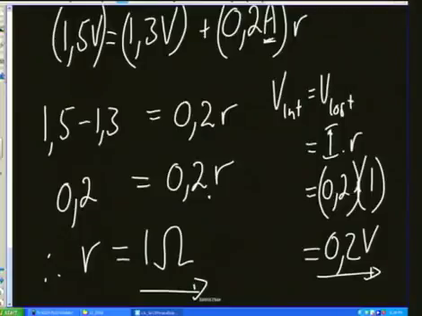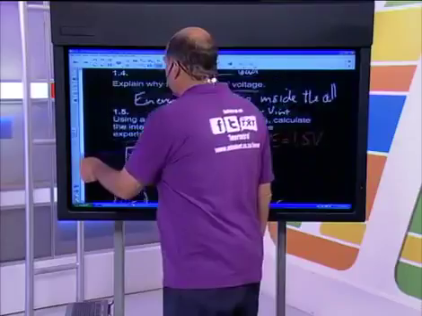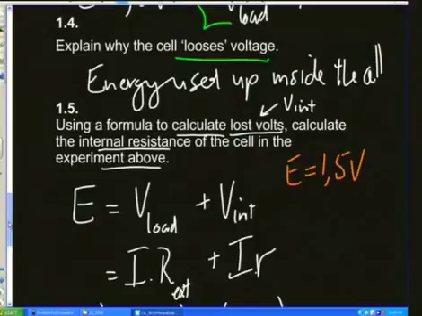Please make sure you answer the whole question. Don't just get to the answer of R is equal to. Make sure you've answered it. Check back to the question, and you'll see that they asked us for both those things. They asked us for the internal resistance of the cell and the lost volts. Calculate the lost volts and the internal resistance, and we've done both of those.